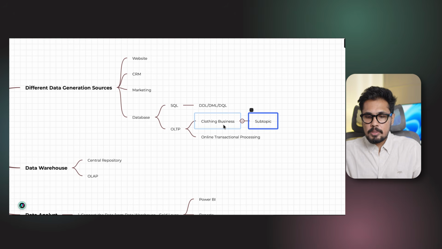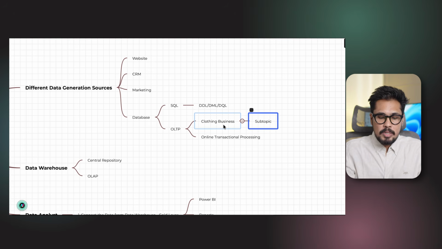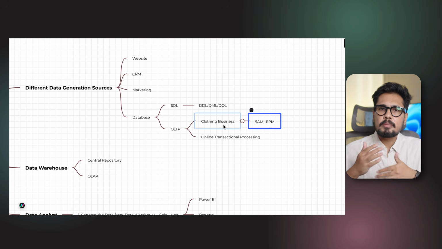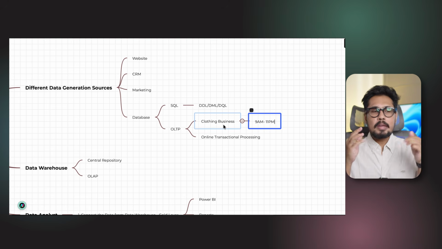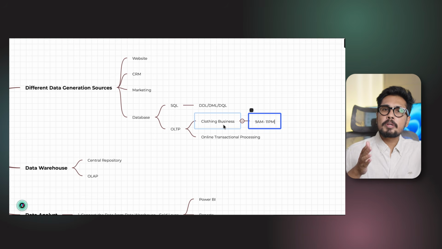Now this clothing business is running from morning, let's say 9 a.m. to 10 p.m. or 11 p.m. So constantly the business is running, or let's say the business is happening 24/7, or let's say it's a physical store, and the business is open from 9 a.m.